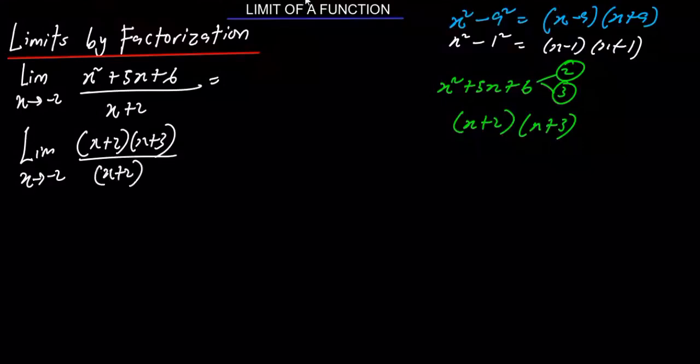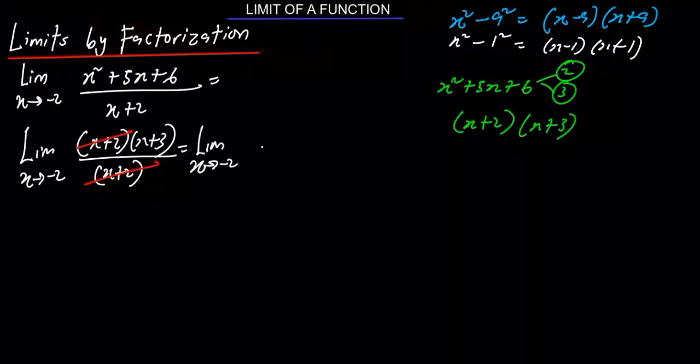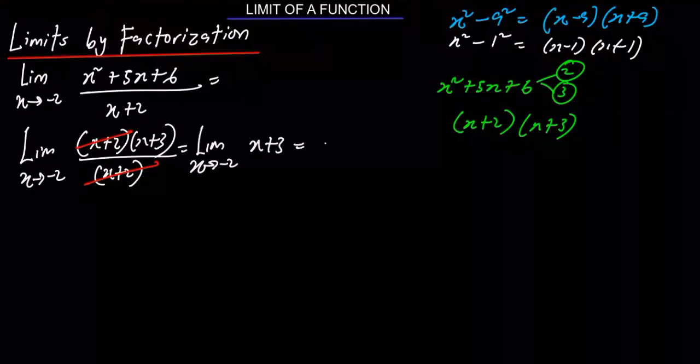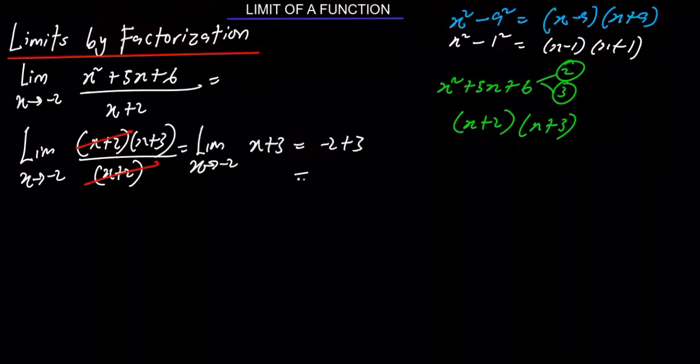So looking at this, the x plus 2 will take care of this. So you'll have that equal to the limit as x tends to minus 2 of x plus 3, and that will give me minus 2 plus 3, which is equal to 1. And that's the answer to that question.